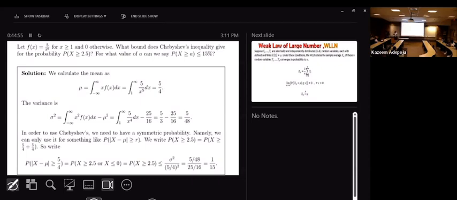Let f of x be equal to 5 over x to the power 6, for x greater or equal to 1 and 0 otherwise. You have a probability distribution. You have the state space, right? 1 to infinity. What bound does the Chebyshev inequality give for the probability? I want you to figure out the probability of X greater or equal to 2.5.